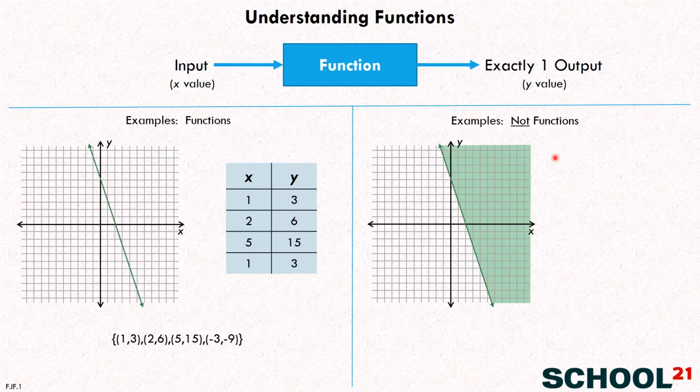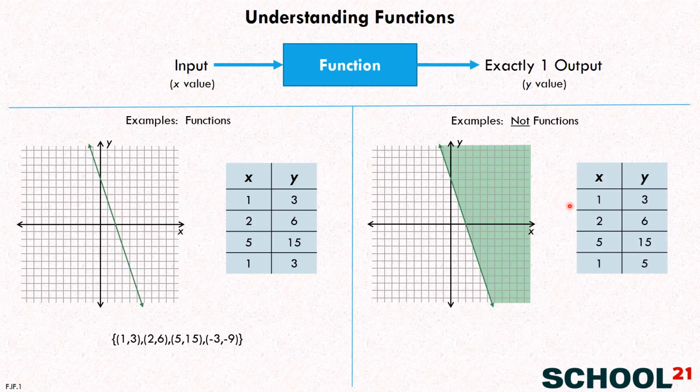Okay. All right, let's look at a table like we did before. So here, this is very similar, except when we put in 1 here, we get 3. When we go down here, we put in 1, we get a different value. So this violates this idea up here. If you put in 1, you've got to get out 3 every single time. Here we put in 1 one time, we got 3. We put in 1 another time, we got 5. This isn't a function.